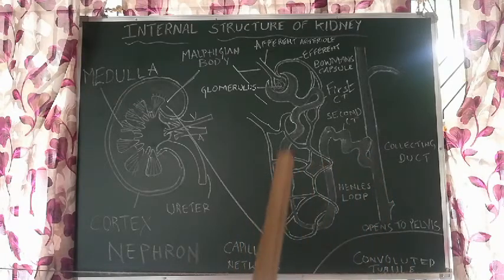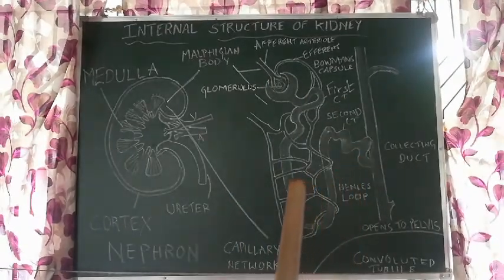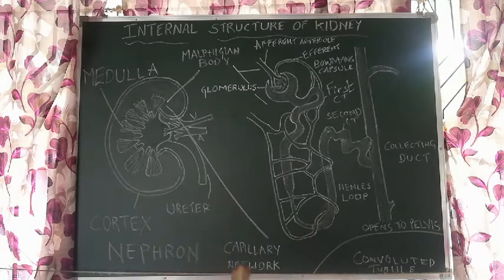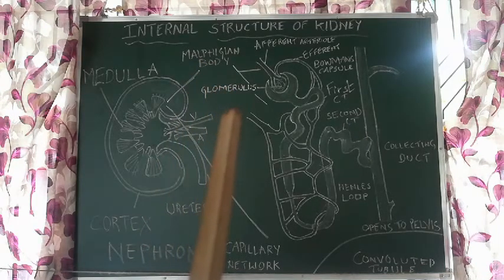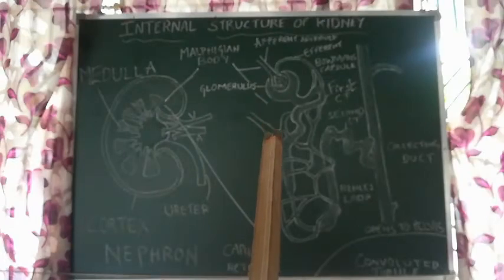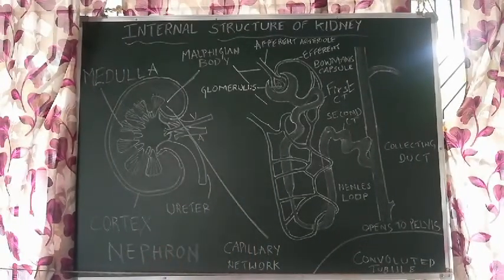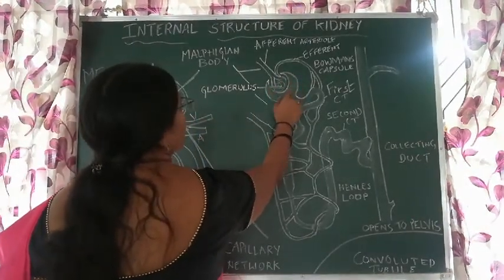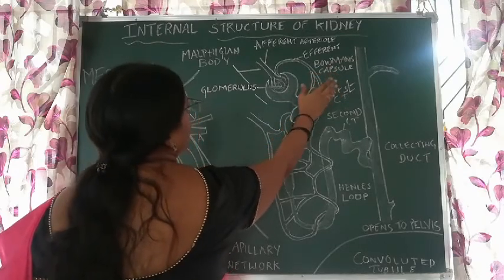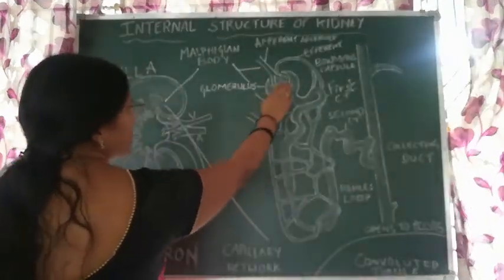See, you can see this tubular structure, all tubules. The tubules are surrounded by blood vessels. Now, let us see one by one in this structure. First, what is a Malpighian body? A Malpighian body has a cup shaped structure called Bowman's capsule. Isn't this in the shape of a cup? So, this cup shaped structure is called Bowman's capsule or renal capsule. Renal means kidney.